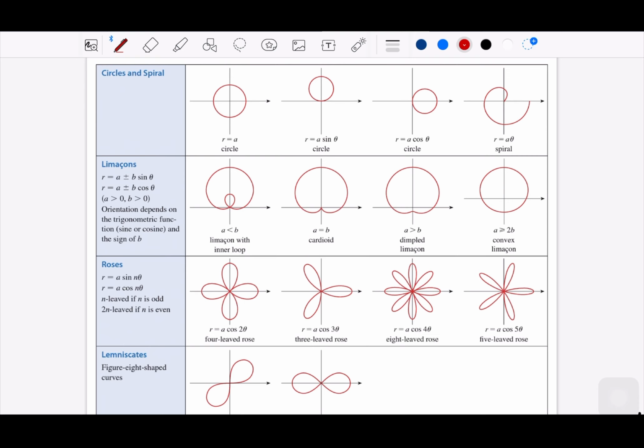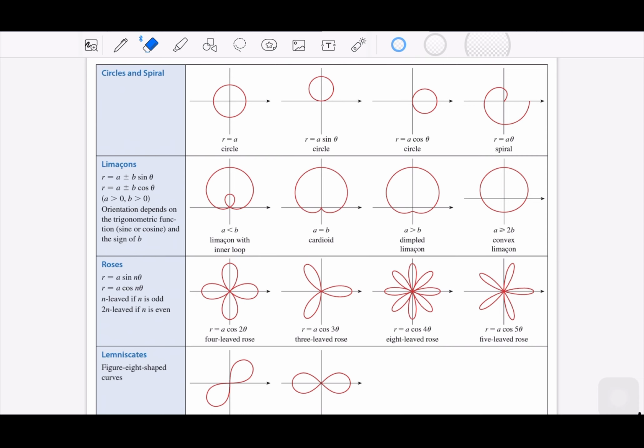So for example, this is cosine 4 theta. Now we have 1, 2, 3, 4, 5, 6, 7, 8. 8 leaves, okay, 2n. But when we have an odd one, like 3, this is just 3 leaves. If we have 2, it's 4 leaves. If you want to check, you can look at other sources on how to make this 4-leaf rose.